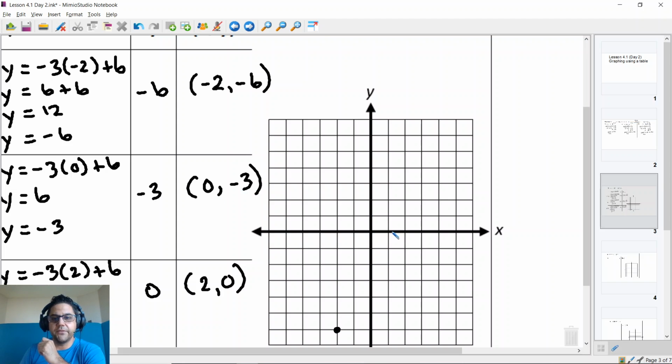Next one is 0, -3. That's no left or right, so that's just down 1, 2, 3. Now remember, it has to line up, has to be a line. Otherwise, you did something wrong.